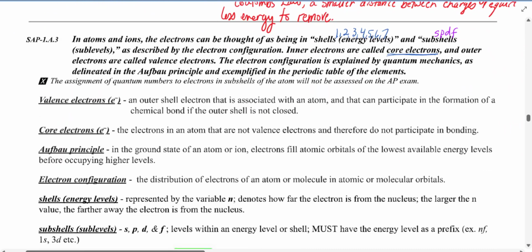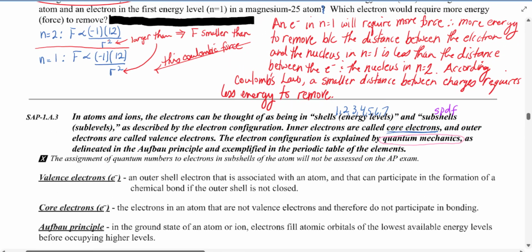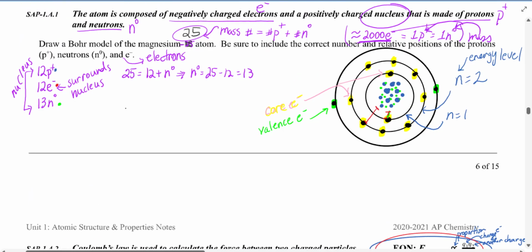The electron configuration is explained by quantum mechanics as delineated in the Aufbau principle and exemplified in the periodic table of elements. We're not getting into too much of the quantum portion in first level chemistry. We're only getting into the Aufbau principle, which says that lower energy levels are always filled first. So you're not going to have some electron way out in the 7th energy level in a magnesium atom. Here in our magnesium atom, we have 3 energy levels.